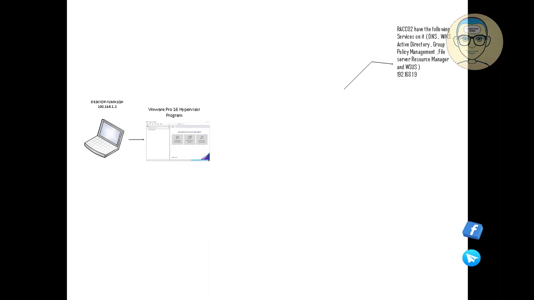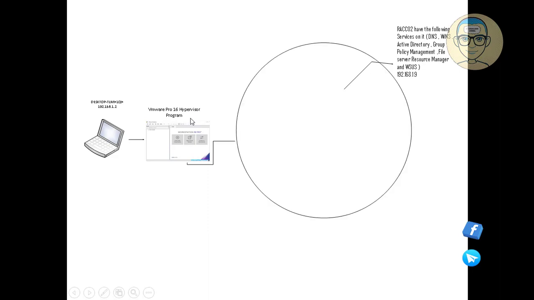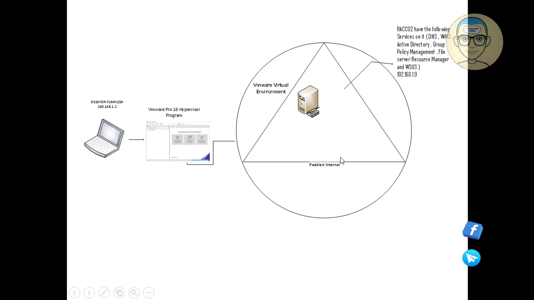There are a lot of hypervisors, programs that create virtual machines. There is Hyper-V, there is VirtualBox, but we will use VMware Workstation Pro hypervisor. And then we will have this circle, which is the VMware virtual environment. Then we will have the domain, which is redalert.interler, represented by a triangle, and then we will have two domain controllers. And then we will have 5 workstations. This mostly will be Windows 10 and Windows 11 workstations, and the servers will have Windows Core.